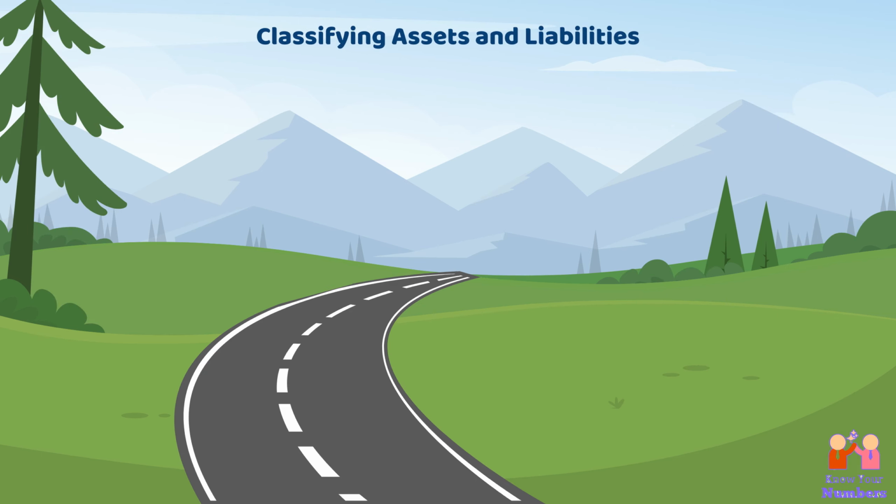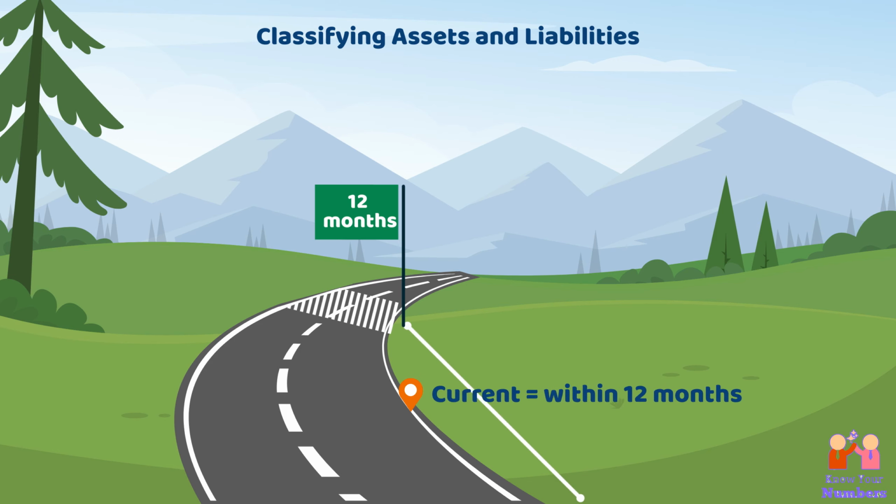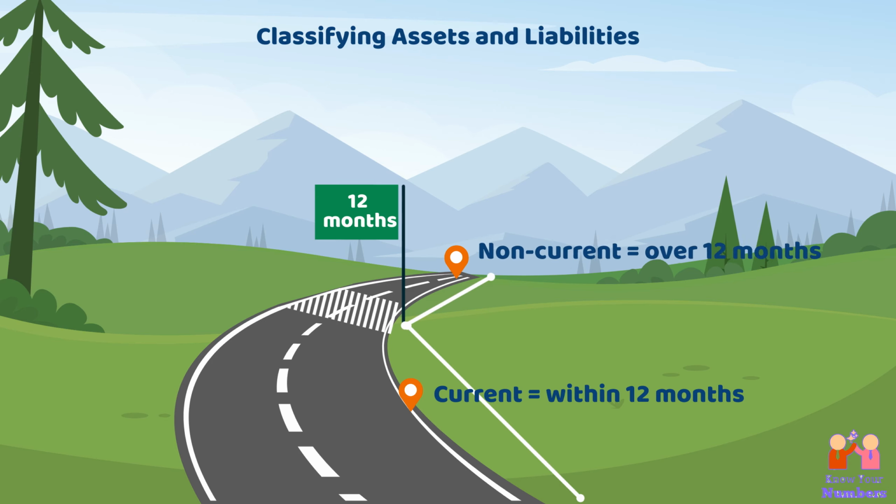Not all assets and debts are the same. We sort them into two buckets, current and non-current. Current means they are expected to be used up, sold, or paid within 12 months, like cash, unpaid customer invoices, or bills due soon. Non-current items last longer than a year, like laptops, long-term loans, or equipment you use for your work. This distinction helps show what's coming soon and what's for the long haul.